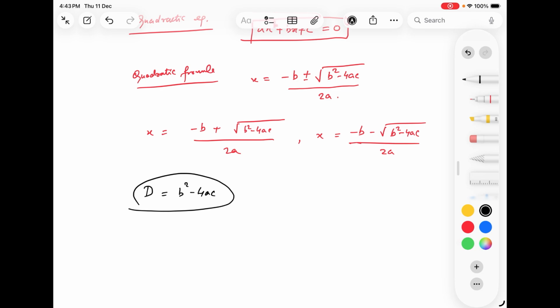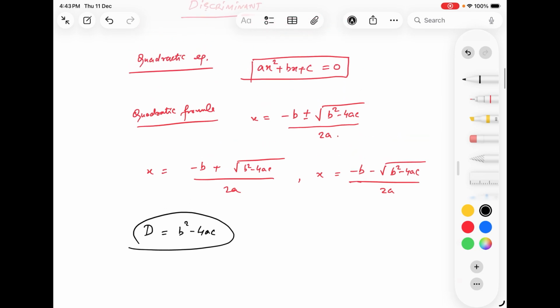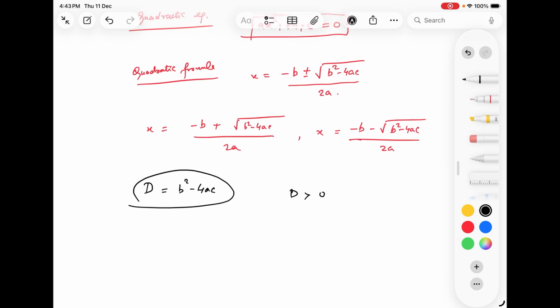Now see, if here d is positive, greater than 0, then what happens? We have two real and distinct roots, because if it is positive, it means that we can have something under the root, right? It means its square root is possible. We know that the square root of only a positive number is possible. We cannot have a square root of a negative number. So when d is positive, it means something here is positive, here and here. It means we have two distinct roots.